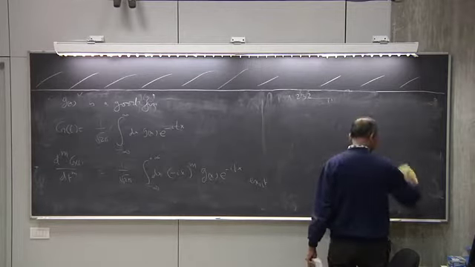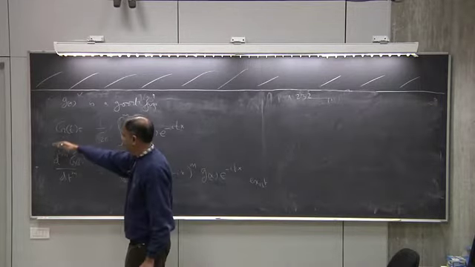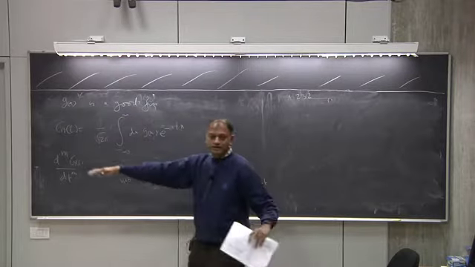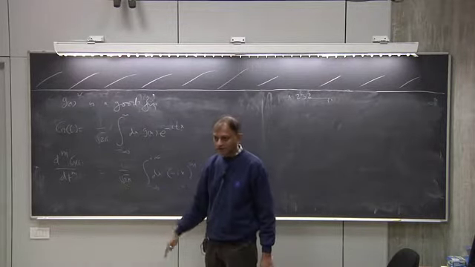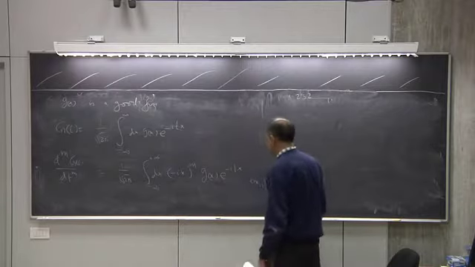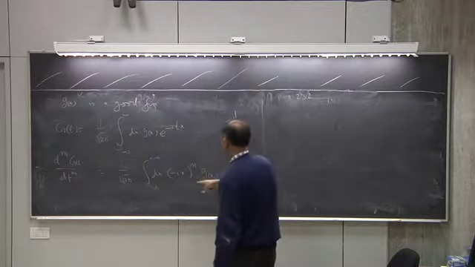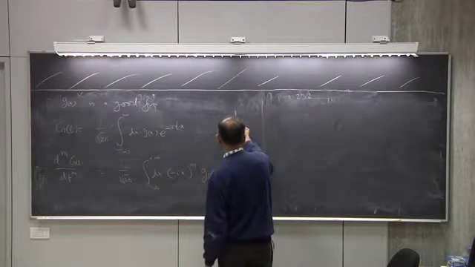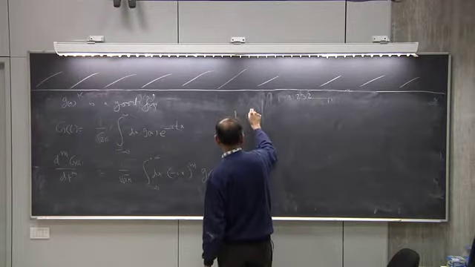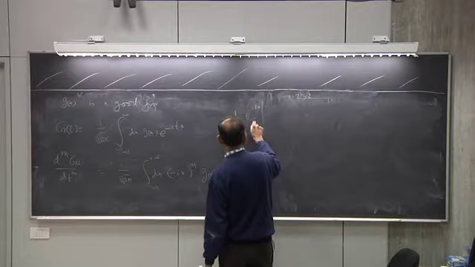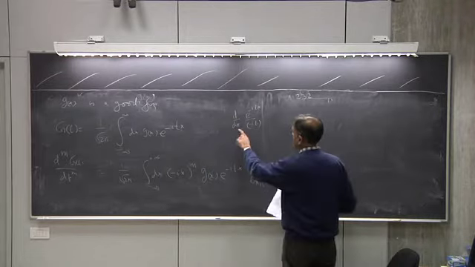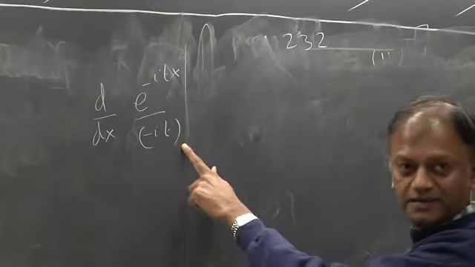But now we want to prove that g of t, and in fact any derivative, also goes to 0 faster than any power law. So we want to prove that. To do this, let's use this trick. There's an integral here. I can write this object as d by dx of e to the minus itx divided by minus it, right? Because this exponential I can write like that.